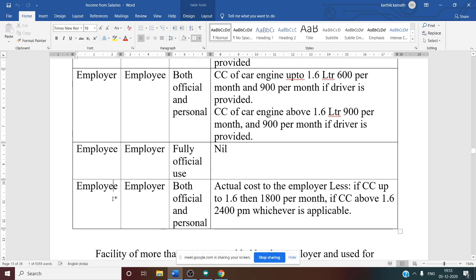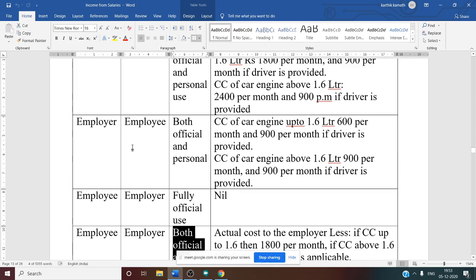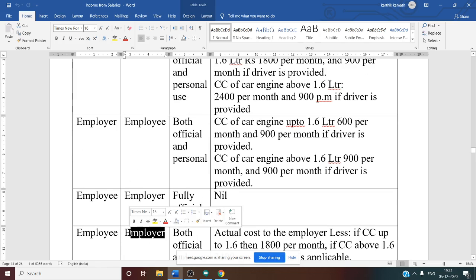Now, sixth case, employee is the owner. Expenses are met by the employer, both official and personal purpose. In this case, what we have to do? This is the opposite of the fourth one. See this, opposite of fourth one. Here employer is owner, here employee is owner. Here expenses are met by employee, here expenses are met by employer.